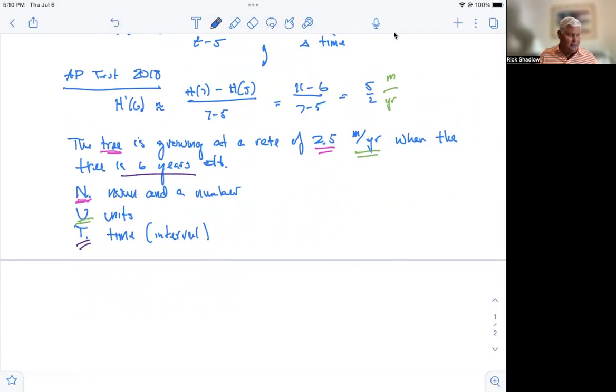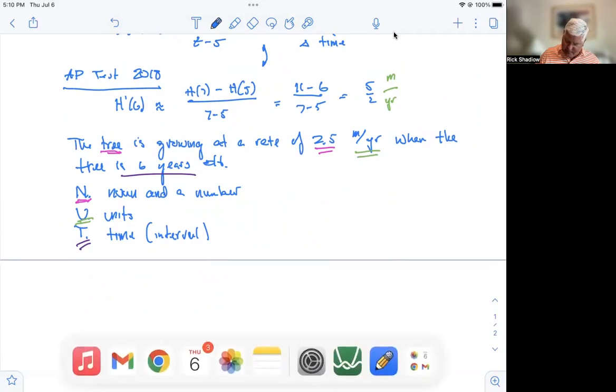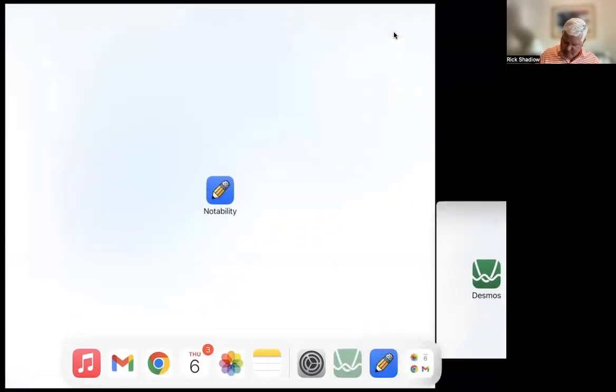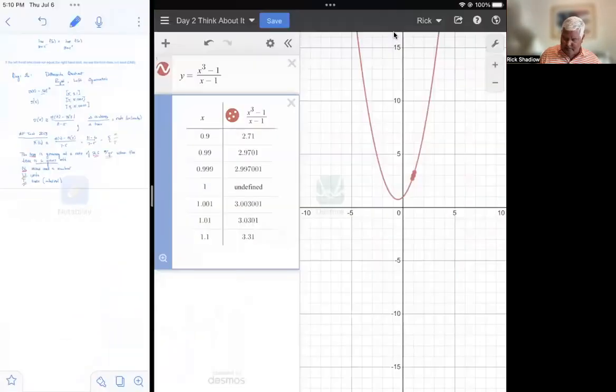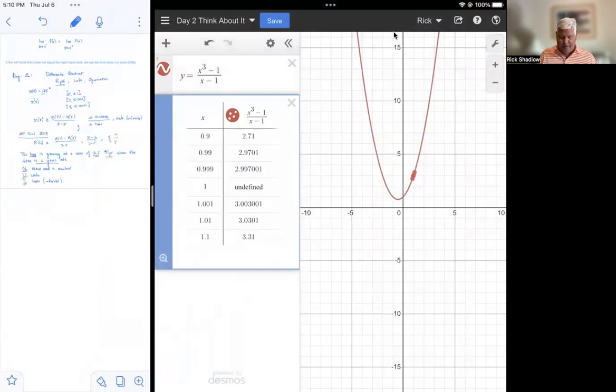Day 2 actually has a problem in it, and I'm going to try to bring this up and see if we can do this. And hopefully there it is. Let me share a little bit more over here with the Desmos.